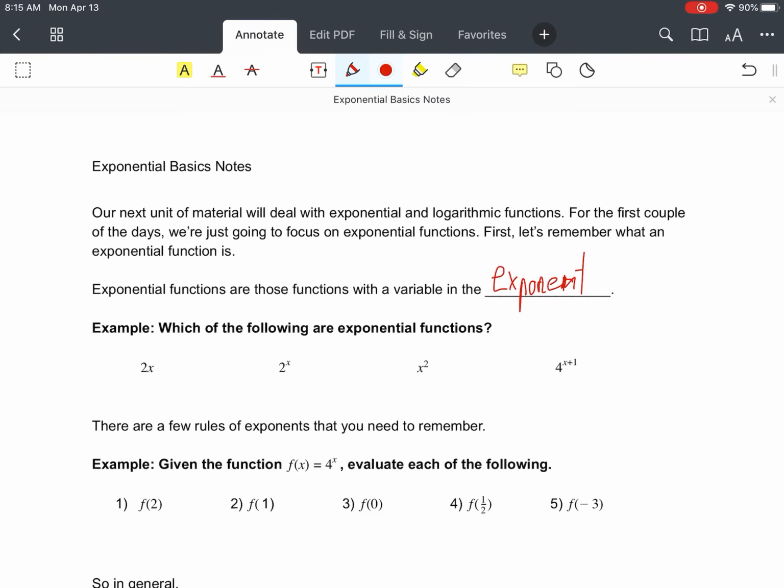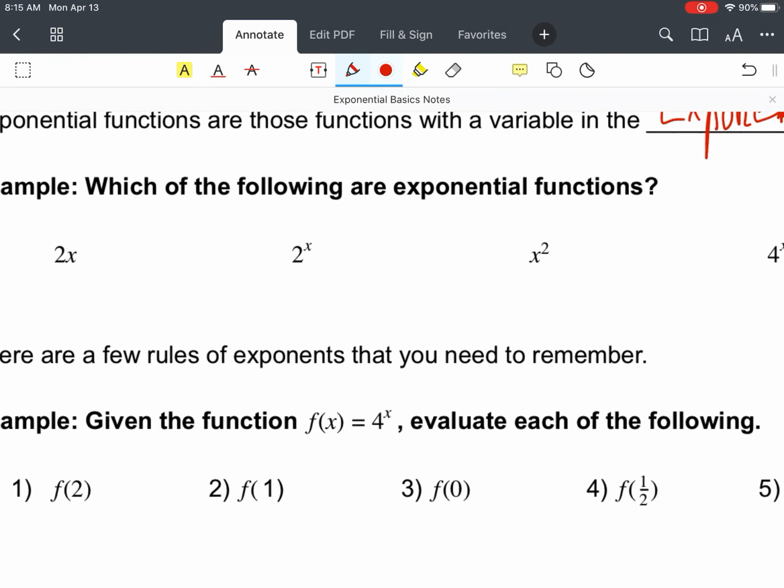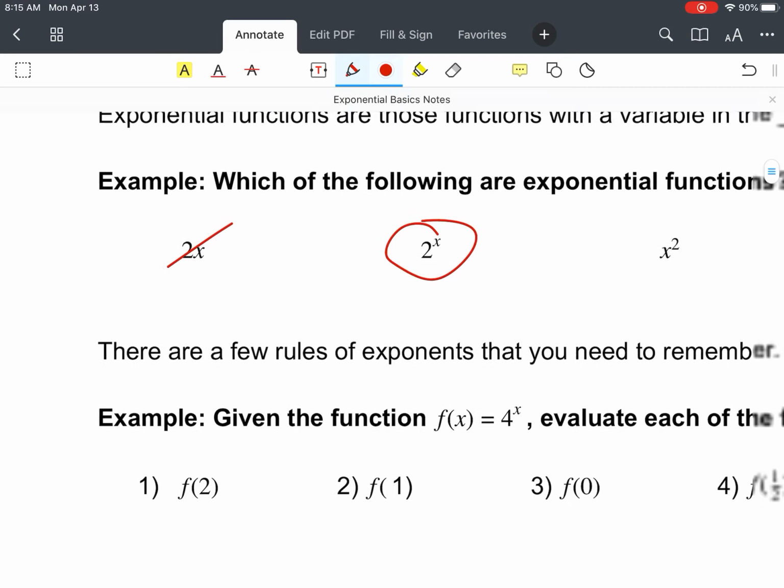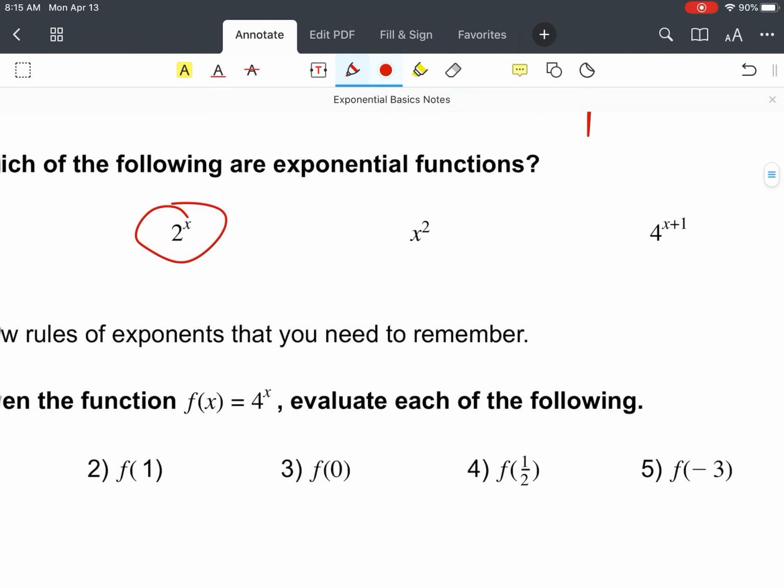Exponent. Okay. So exponential functions are functions with variables in the exponent. So, is 2x an exponential function? No, that's a linear function. 2 to the x, however, sure, because the variable's in the exponent.